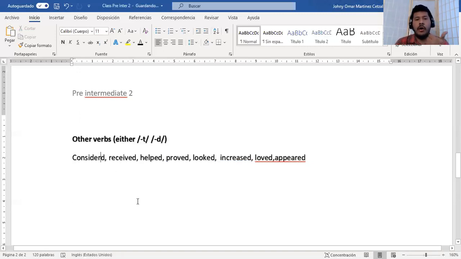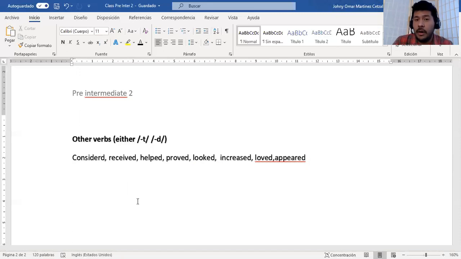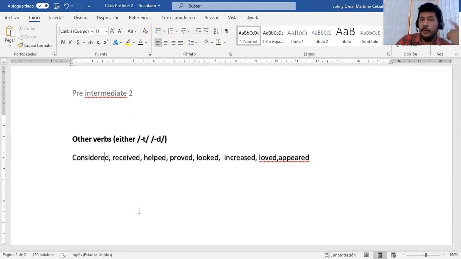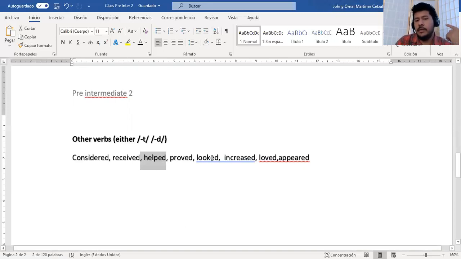So you're gonna say consider in present, considered in past is the same number of syllables. That's why it's important. If you say considerate or something like that, it's not the correct way, and it could be confusing for a native speaker or even for somebody with a good level of English. So just repeat after me, try to focus. These are the verbs that we had on the book. So we have in present and then past. Consider, considered, receive, received, prove, proved, help, helped, look, looked, increase, increased, laugh, laughed, appear, appeared, okay?